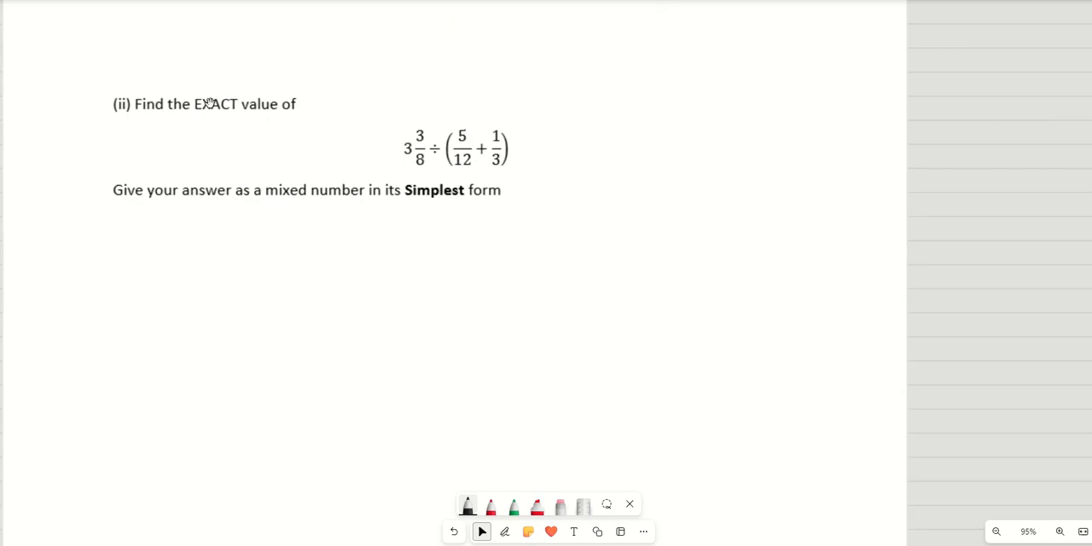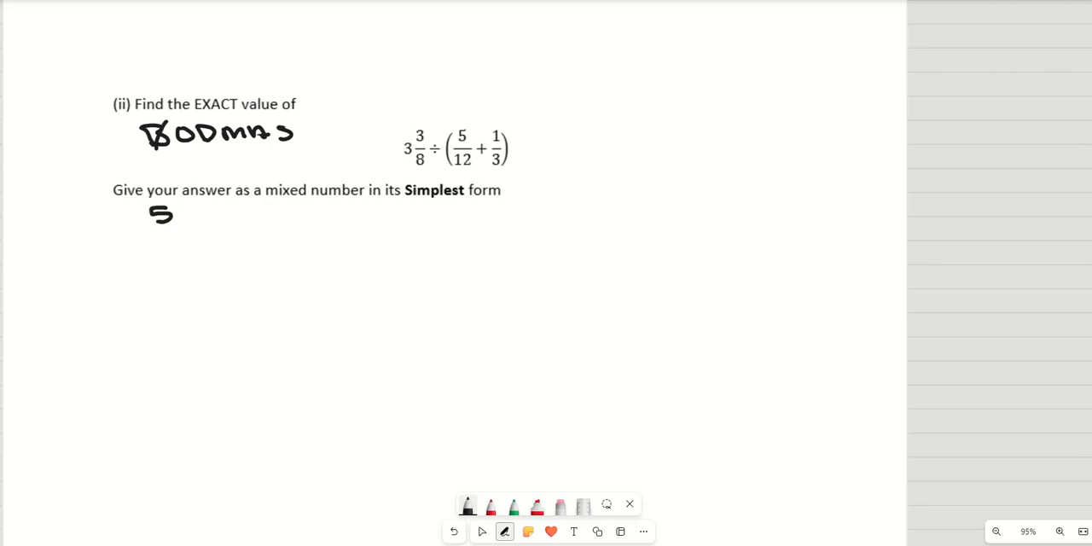Let's do part 2. Find the exact value of 3 and 3/8 divided by open bracket 5 over 12 plus a third close bracket. Give your answer as a mixed number in its simplest form. Right. So when we have a combination of different operations, we always follow BODMAS. Now, BODMAS tells us the order in which to do it. So if we see brackets, in this case there are brackets, we have to do brackets first.